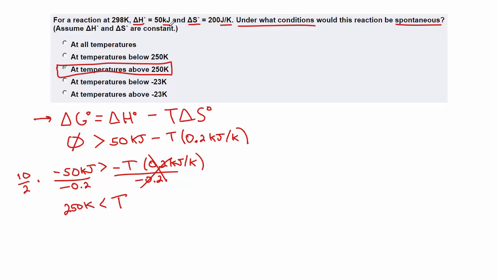The other thing you might notice here is that delta H is positive, delta S is positive, and you might have memorized already that when delta H and delta S are both positive, a reaction is going to be spontaneous at high temperatures. And high temperatures simply means above some threshold temperature.